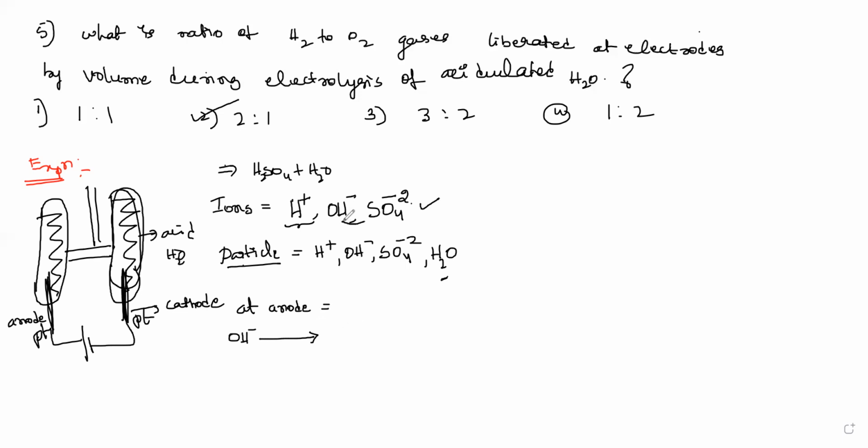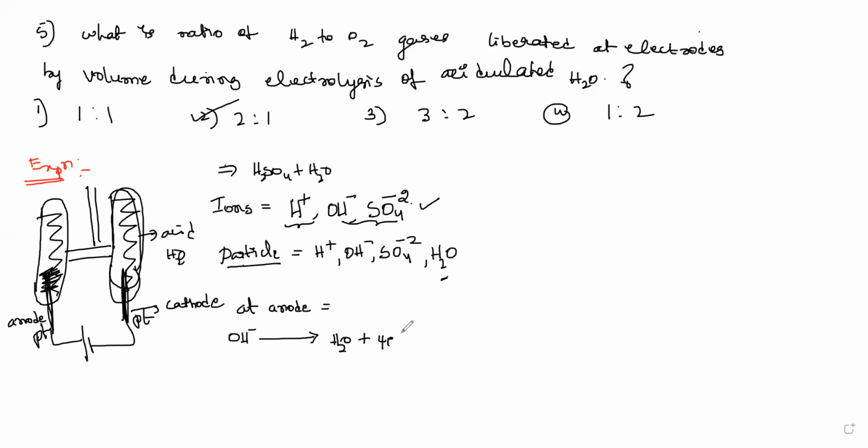Two types of ions are there, but only OH minus is involved in the reaction at the anode, in this condition. But what is the reason? The discharge potential value of OH minus is lower than that of SO4 2 minus. We have told this point a number of times. That's why here it is converting into H2O and losing the electron.